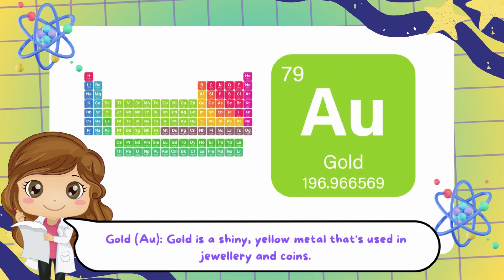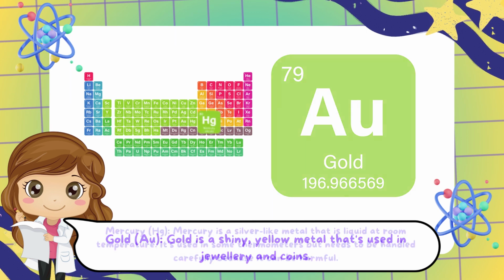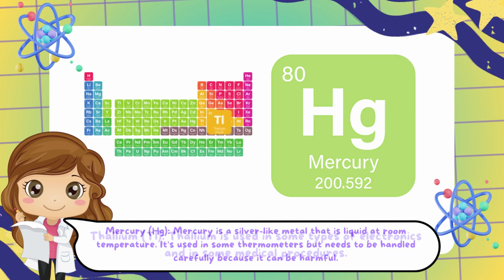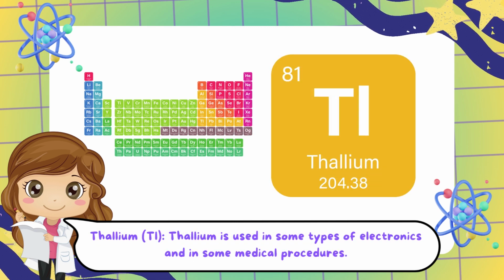Gold, A-U. Gold is a shiny yellow metal that's used in jewelry and coins. Mercury, H-G. Mercury is a silver-like metal that is liquid at room temperature. It's used in some thermometers but needs to be handled carefully because it can be harmful. Thallium, T-L. Thallium is used in some types of electronics and in some medical procedures.